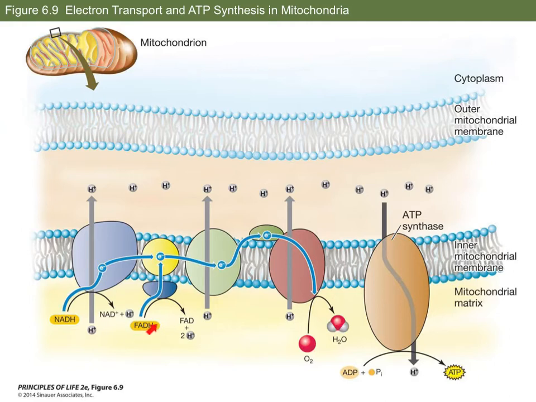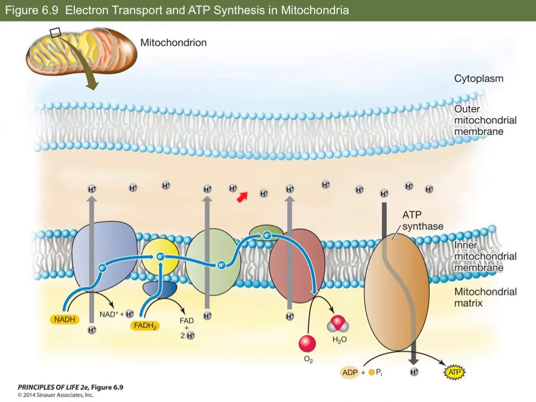FADH2 is going to do the same thing. It's going to get oxidized to FAD+. Your FAD+ and your NAD+ can now go back to glycolysis, to the Krebs cycle, to the oxidation of pyruvate to gain electrons again, to get re-reduced in the next molecule of glucose.